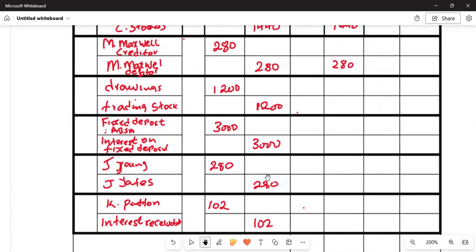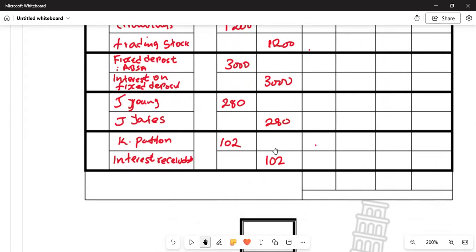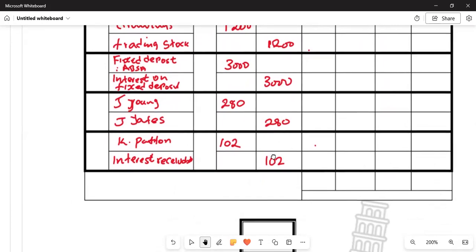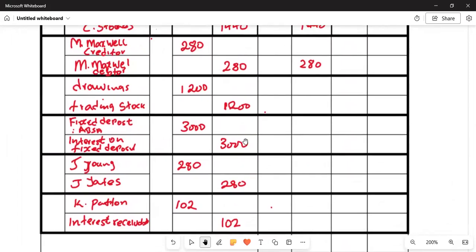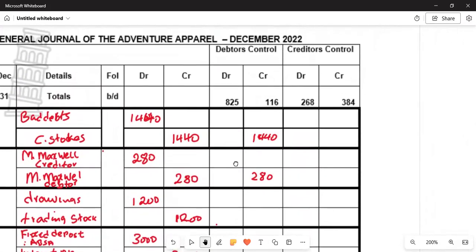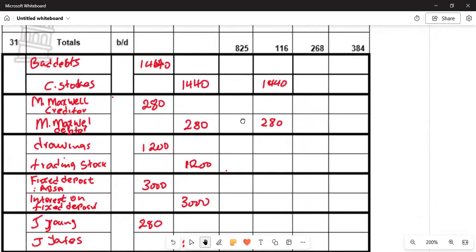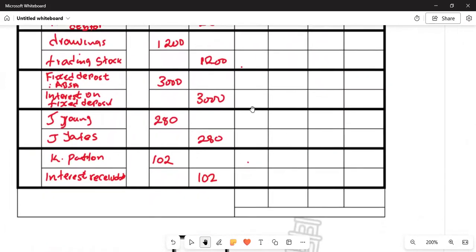So now we are going to move on. We also don't have to forget that under debtors control, there in our answer sheet on the debit side of our debtors control, we have to write 102. This 102 is supposed to be also under debtors control. Indicate it here under debtors control. So that's how we were to write it.